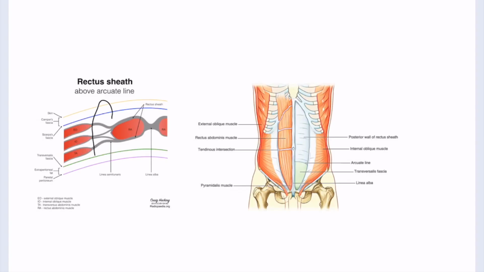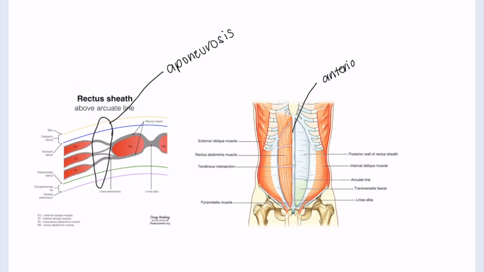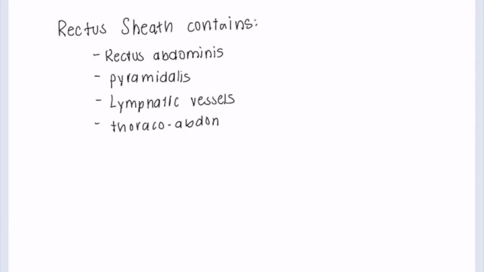Next is the rectus sheath, which is made up of the aponeuroses of the external oblique, internal oblique, and the transverse abdominis, and there's an anterior and a posterior wall, and the arcuate line is on the posterior wall. The rectus sheath also contains the rectus abdominis and pyramidalis muscles, as well as the lymphatic vessels and the thoraco-abdominal and subcostal nerves.